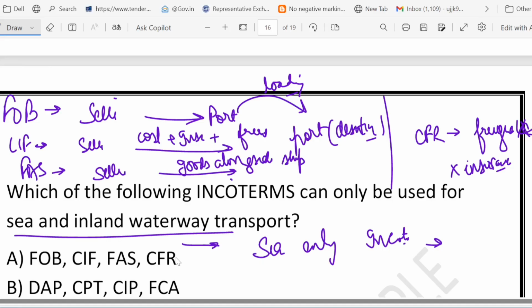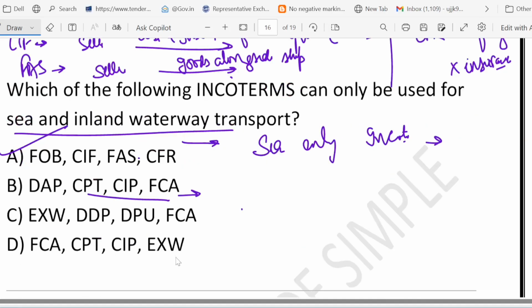Second option we have is DAP, CPT, CIP, FCA. See, these terms can be used for any mode of transport: road, rail, air or sea. So for example, if goods are sent by truck within Europe under FCA, that is perfectly valid. So this option is not limited to sea transport. And option number C, same logic. All of these apply to any mode of transport.